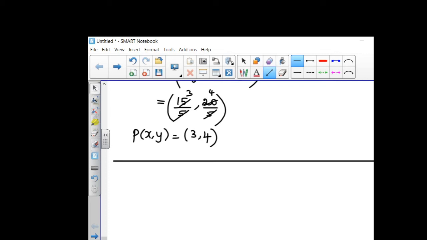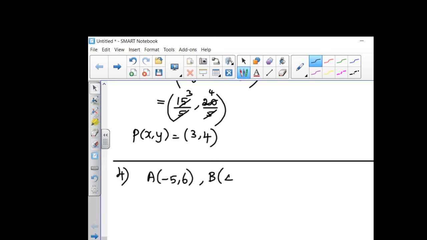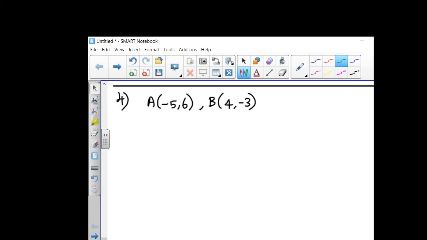Then next problem. Fourth problem. Find the coordinates of the points of trisection of the line segment joining the points A of minus 5 comma 6 and B of 4 comma minus 3. Okay, so trisection means 3 equal parts. Already I told you.